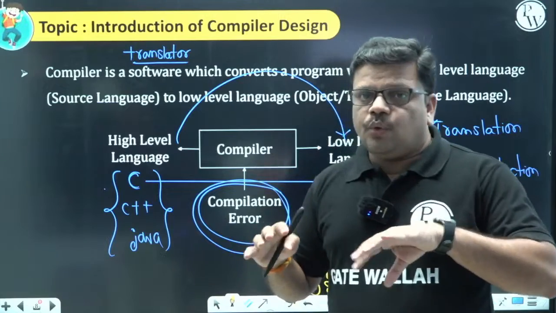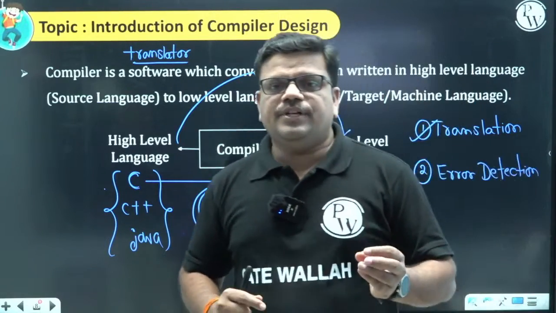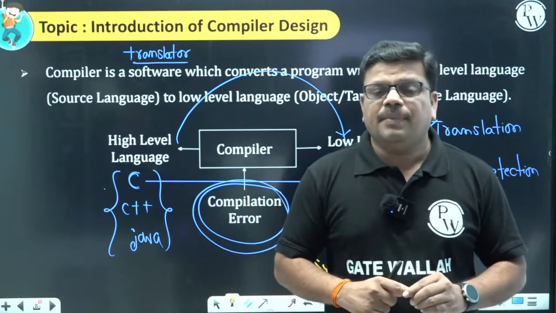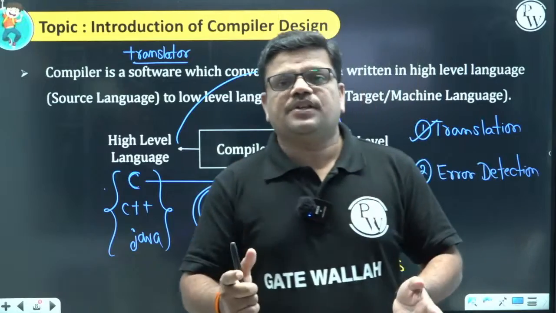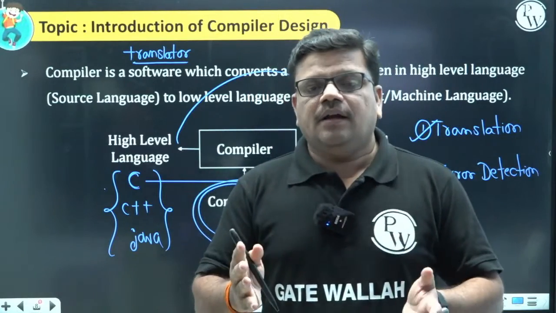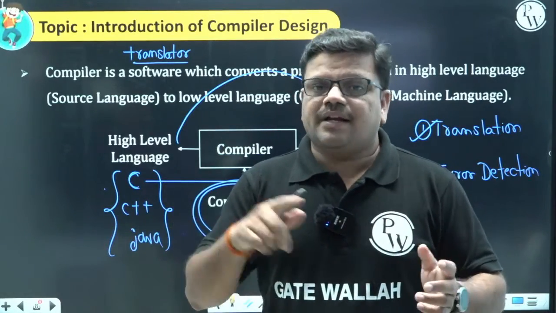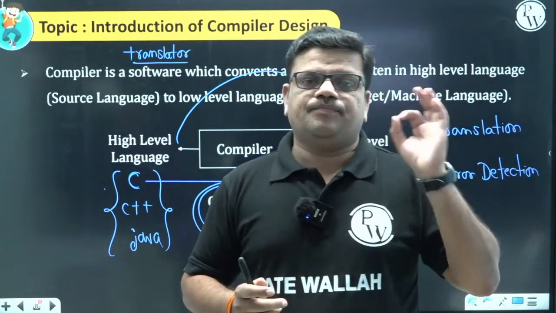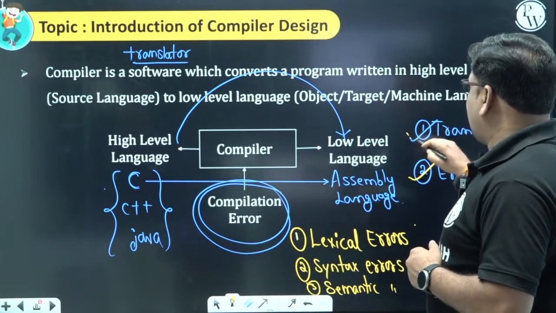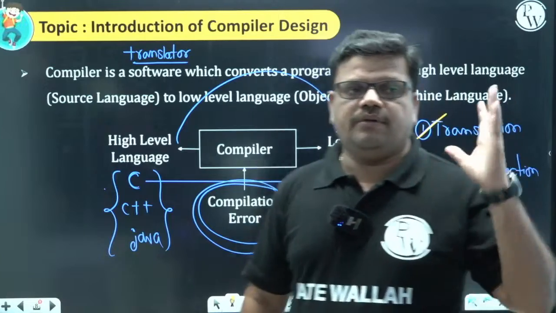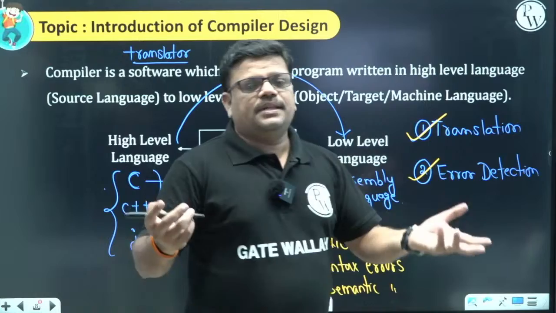If you don't identify an error directly and you translate, it is unnecessary time waste for the machine. That's why the compiler first detects whether any errors are present in the program or not. If errors are present, then the compiler will try to report those errors to the programmer. If those errors are corrected, then translation will be done. That's why the main tasks done by compilers are error detection and translation from high level to low level. Right. Okay, this is the task done by the compiler.